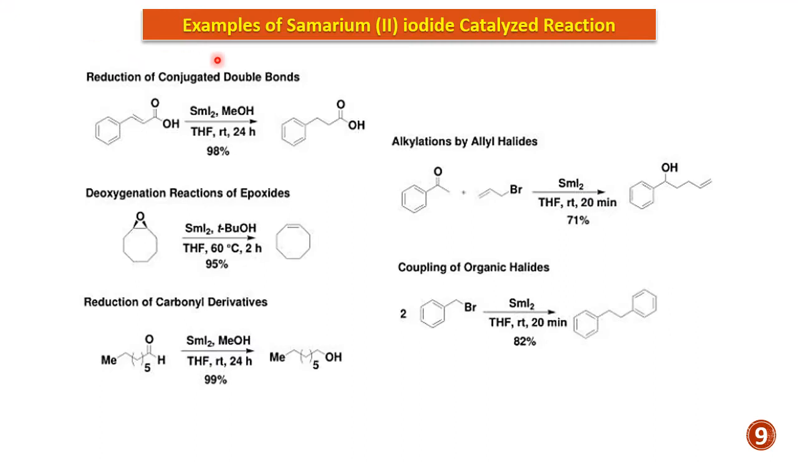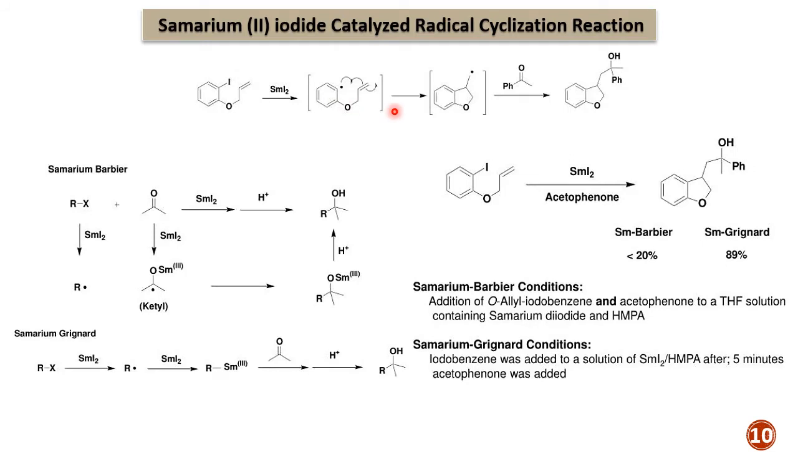Here are some examples of samarium iodide catalyzed reactions: reduction of the conjugate double bond, deoxygenation reaction of the epoxide, reduction of the carbonyl derivatives, alkylation by the alkyl halide, and the coupling of the organic halide, in which we form a carbon-carbon bond linkage actually. We can perform the cyclization by using samarium iodide radical chemistry.